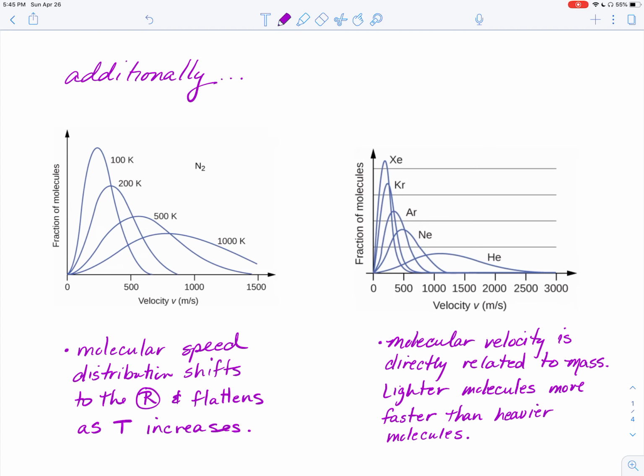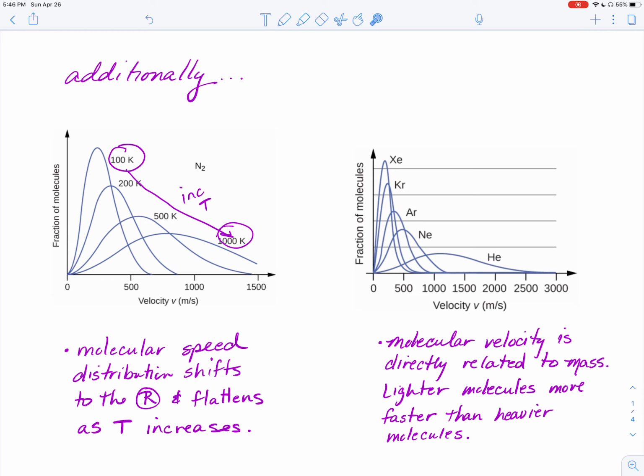So if you look here, you have 100 Kelvin all the way up to 1,000 Kelvin. So you're going up in temperature, you're increasing T. The distribution of the velocities flattens out. So the curve will flatten. When the temperature is closer to zero, the distribution kind of spikes, and you tend to have more molecules closer to that apex within that equation than not.